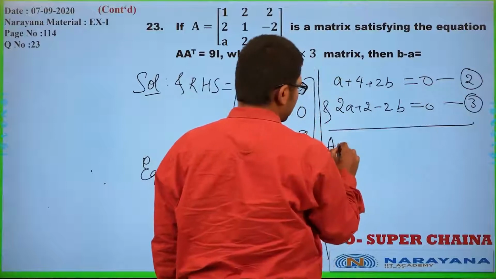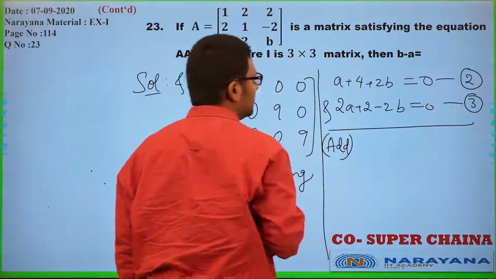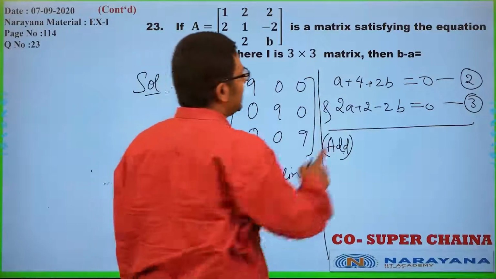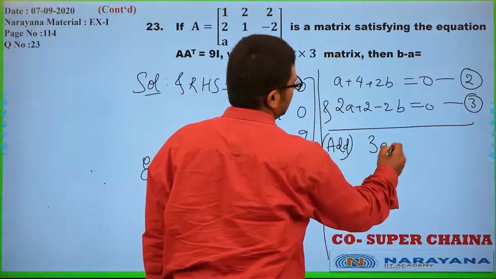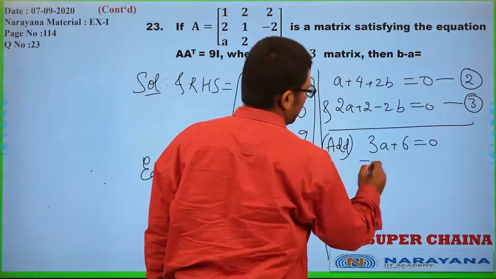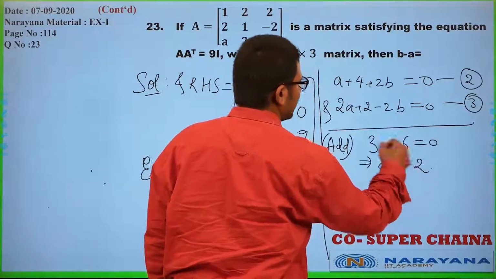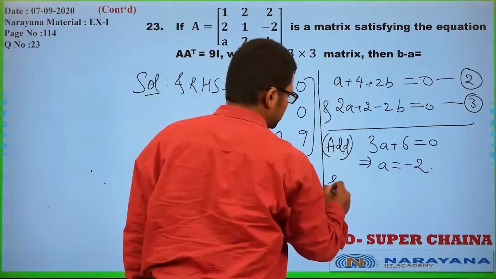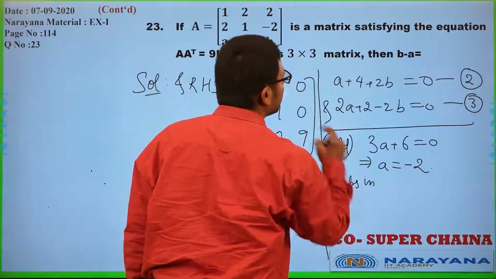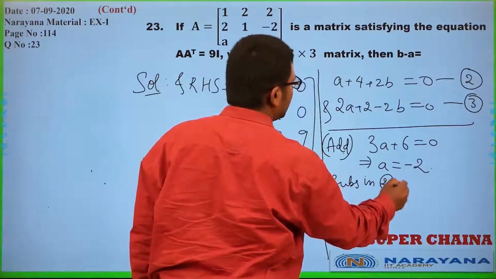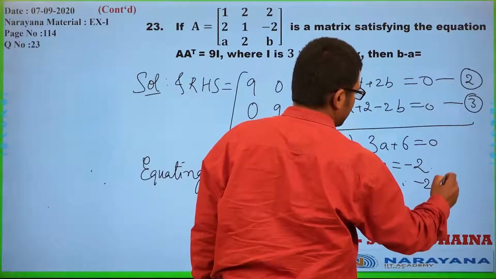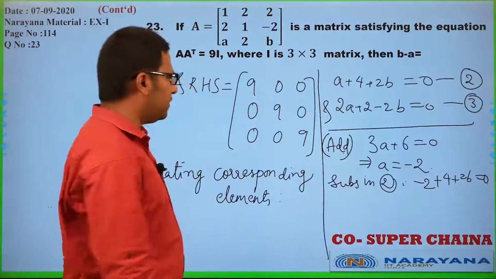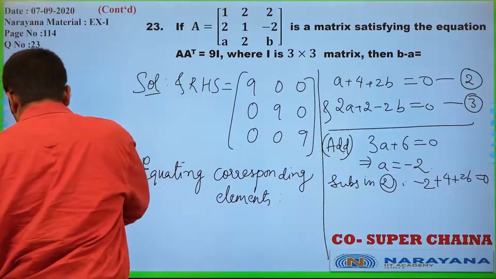We will simply add them, right? Why are we adding? Because 2b and minus 2b will go away. So we have 3a plus 6 equal to 0, which means a is minus 6 by 3. a is minus 2. Substitute in any one of the equations, right? Substitute in 2. We get minus 2 plus 4 plus 2b is 0. Minus 2 plus 4 is how much? Plus 2, right?